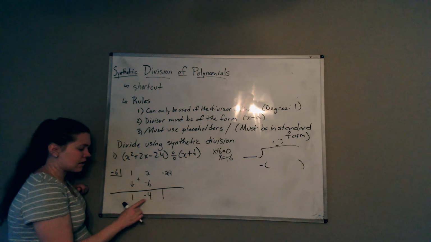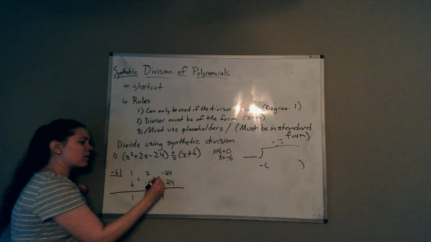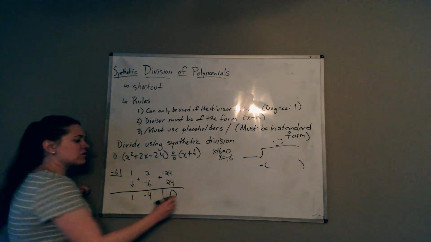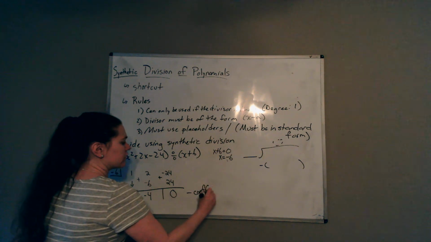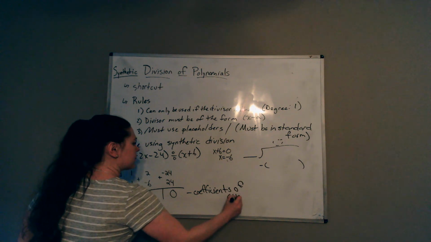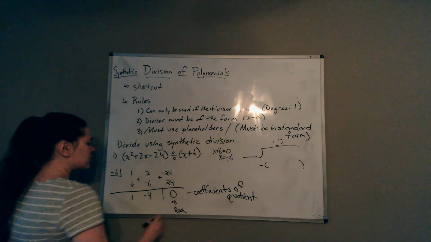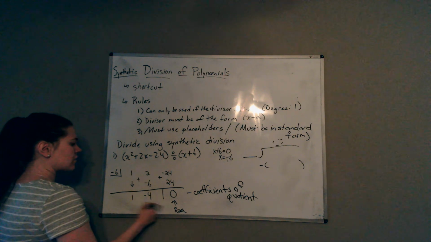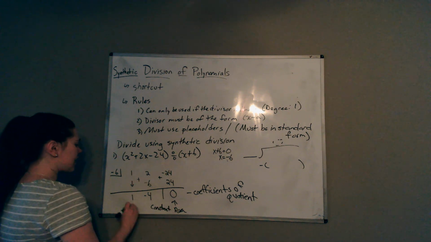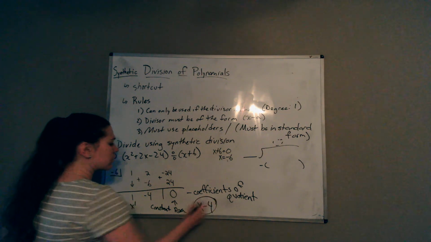-4, now we repeat, -4 times -6, and you put that number right here. And now we add it up. -24 plus 24 is 0. Now, these represent the coefficients of the quotient. And this would be the remainder. So now you work to the left. To the left of the remainder, this would be the constant term, and this would be x to the first. So our quotient would be x to the first minus 4, no remainder.